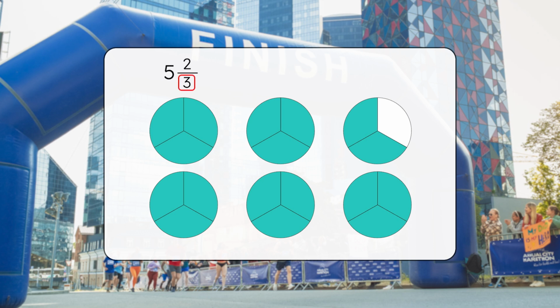Based on the denominator, each whole hour is split into 3 pieces. 5 whole groups of 3 equal 15 thirds. And adding the extra 2/3 makes 17 thirds. So 17 thirds and 5 2/3 represent the same value.